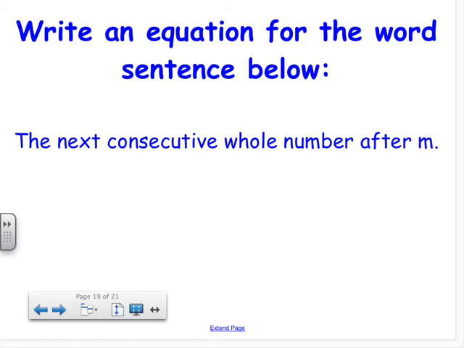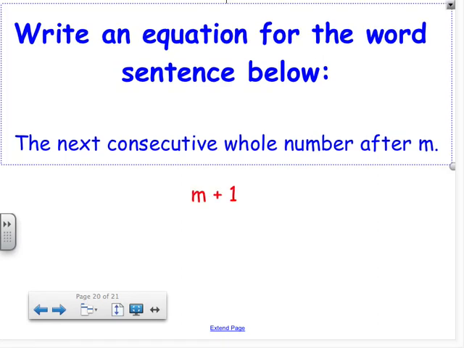So in real life you see the word consecutive when you think of consecutive wins. If a team has had 5 consecutive wins, that means they've won 5 in a row. The next consecutive number after 5 would be 6. The next consecutive after 7 would be 8. Things like that. So try to write an expression that represents the next consecutive whole number after m. Press pause and play the video when you are ready. Okay, so the next consecutive whole number after m is m plus 1. Give yourself 2 pats on the back if you got that one right.